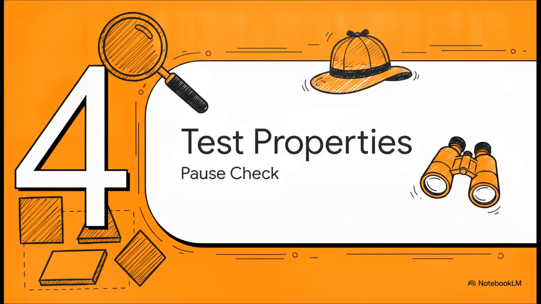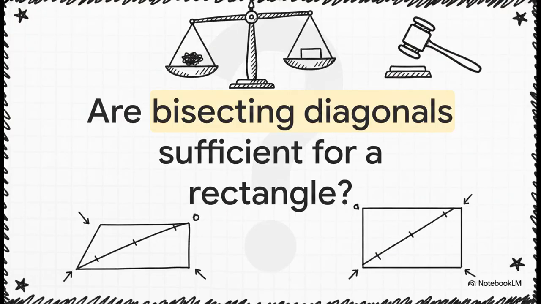All right, Section 4, Test Properties. It's time for our first pause check. Okay, detective. Here is your question. If a parallelogram's diagonals bisect each other, is that a sufficient test to prove it is a rectangle? I want you to literally pause the explainer right now, think about the clues we just discussed, and decide if this piece of evidence holds up in court.